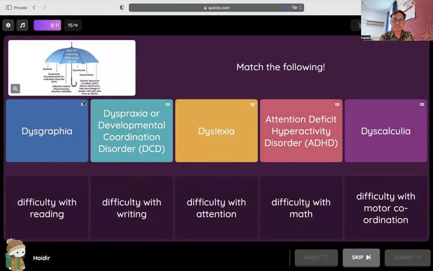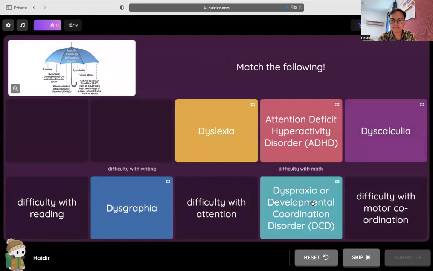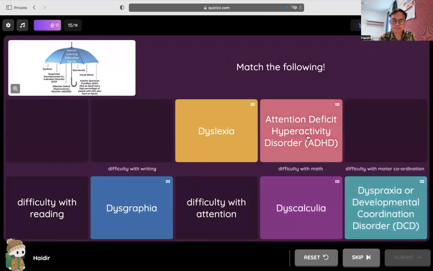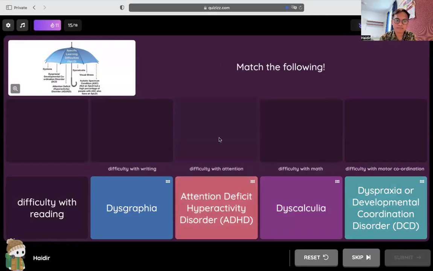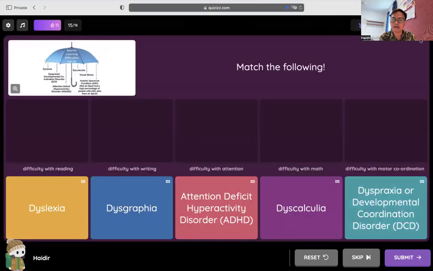Another type of question is matching the following definitions, which we would have discussed before the game in the first session. This multimodality of the question image is intended to scaffold their memorization of the six categories of SPLD that we would have discussed in the first session before the game.